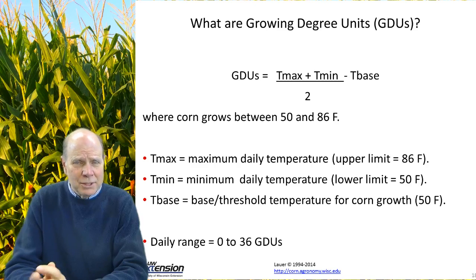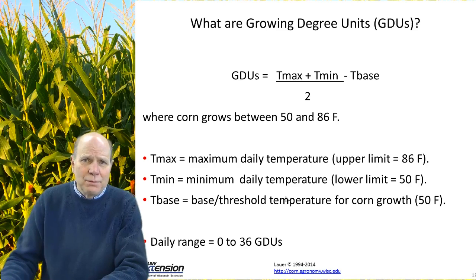Now, once it gets beyond those temperatures, and that's pretty comfortable for you and I as well too. But once it gets beyond those temperatures, it gets uncomfortable for the corn plant, and that corn plant starts to slow down its growth and development. So what we basically do then is we use these maximum and minimum temperatures during the day.